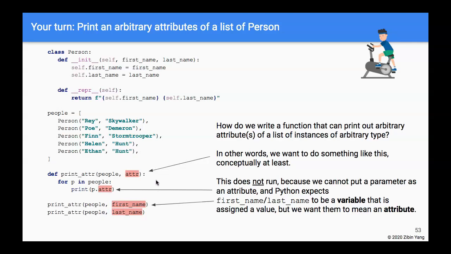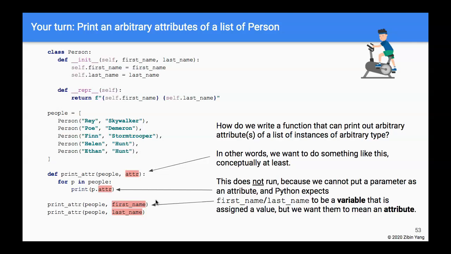Now, this is conceptually what we want to do, but this code is not going to run, because when we say first name here, Python is going to look for a variable named first name, or a variable named last name. We cannot say this is an attribute and expect Python to assign first name to attribute and then first name to p.first_name. We cannot expect Python to do that. That's invalid syntax. But given what we did earlier, can you find a way to make this work with the correct Python syntax?